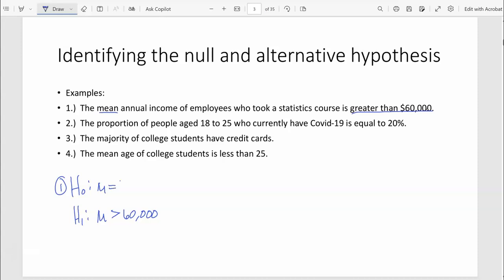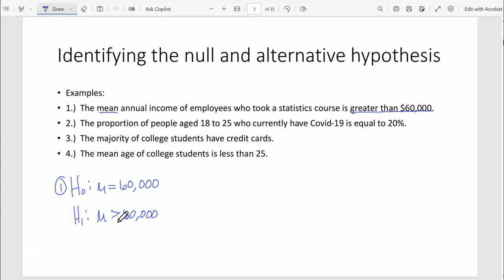So the null hypothesis, H naught, is always going to be an equal to. So we always use the same symbol for both. We always use the same value for both. It's just now we've got an equal to for the null hypothesis, and greater than, because we have that keyword greater than, for the alternative.